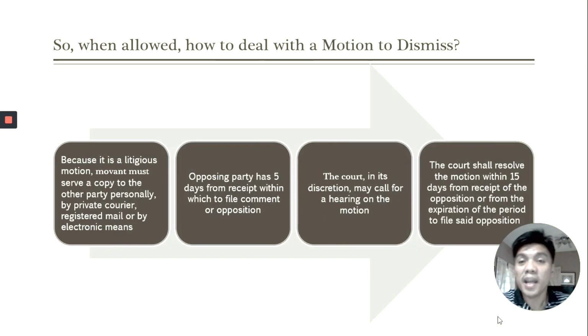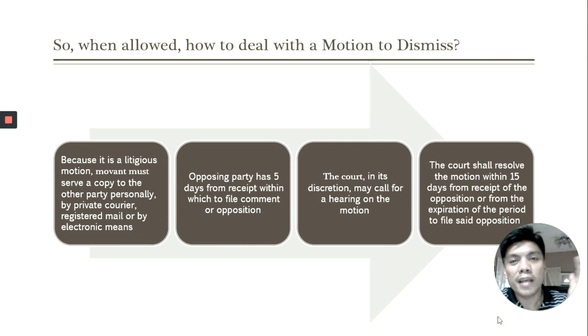Okay, so when allowed, meaning to say when the motion to dismiss is proper under the amended rules, how do you deal with this motion to dismiss? Well, first, because it is a litigious motion, the movant must serve a copy to the other party, either personally, by private courier, by registered mail, or by electronic means. Now, the opposing party has 5 days from receipt within which to file a comment or opposition. So here, the period has been fixed by the rules. Instead of the opposing party asking for a period from, let's say, 5 days to as long as 20 days, subject to the discretion of the court, the period is already fixed.